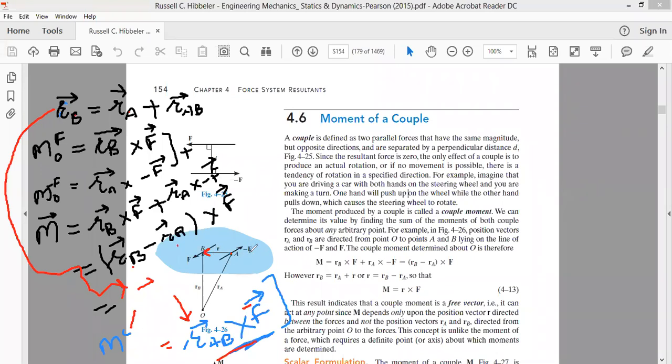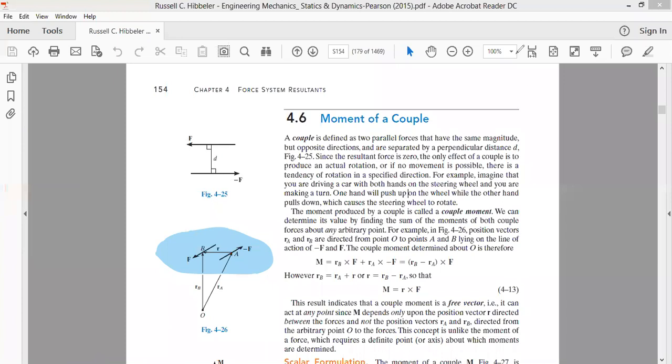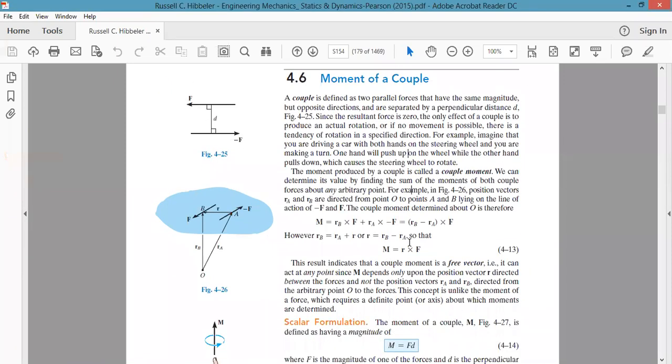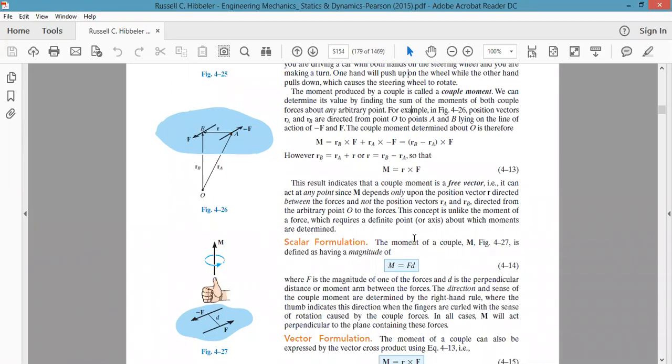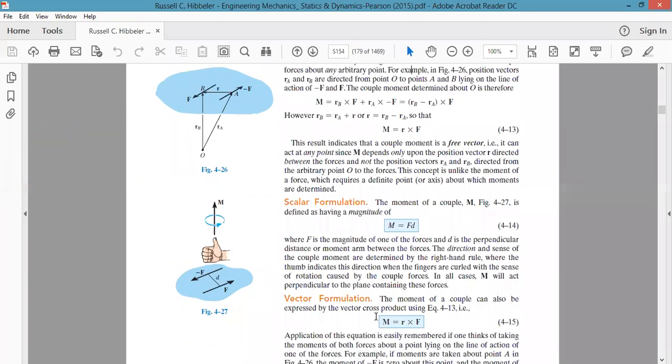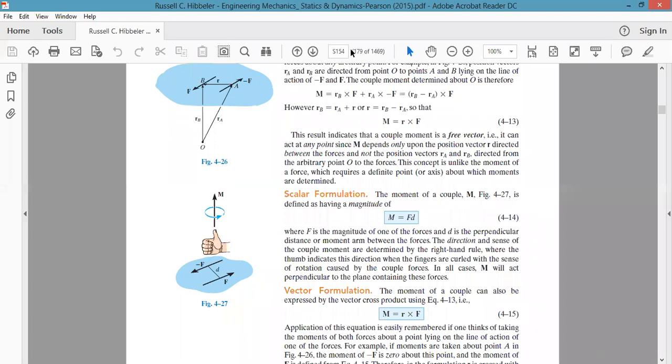Now, when you use this definition of the moment of a couple, RAB cross F, the moment of the couple is independent of the point A, because RAB... let's talk about it later on, because we'll be calling the moment of a couple a free vector. Hang on for some time, as before that, let me explain a few more definitions, and then we'll see what we understand by the free vector.